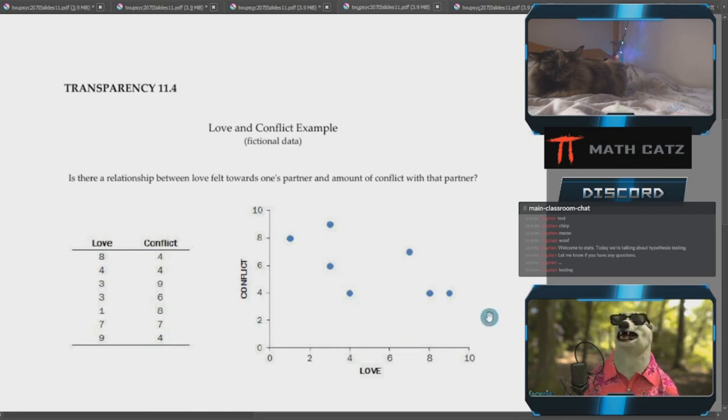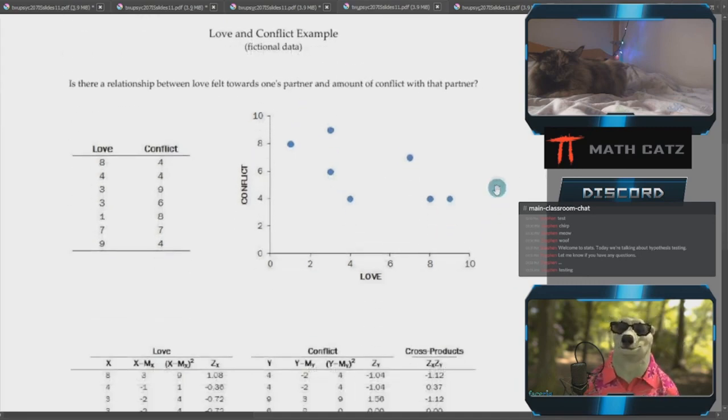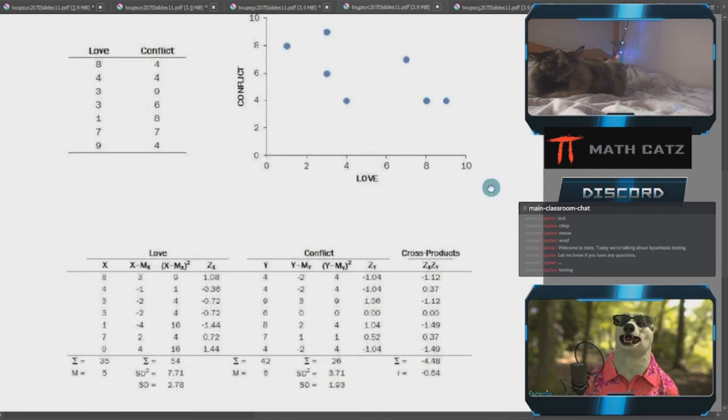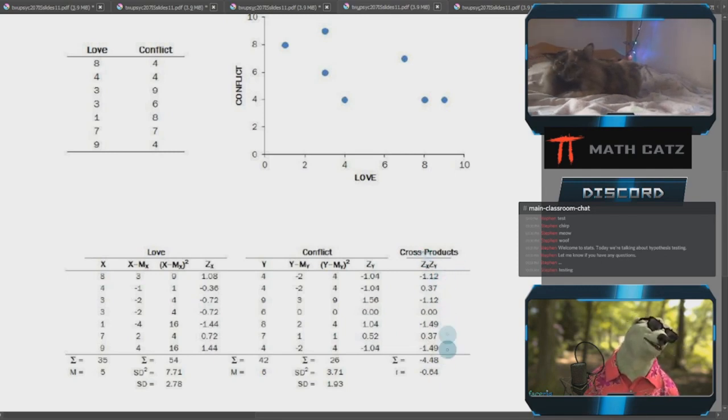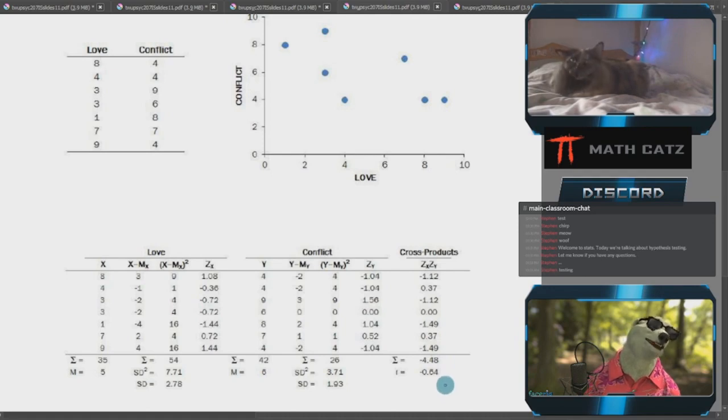What do I think? It looks to me like a negative correlation. I don't know how strong it is. That's why we calculate the correlation coefficient. So we have the two variables separately, calculating their z-scores. Very familiar. Go way back to the first few topics, and that's where we are getting how to do that. And then we multiply them. We call them cross products. Some of them are positive, some of them are negative. And you see here we get a negative correlation coefficient, negative 0.64.